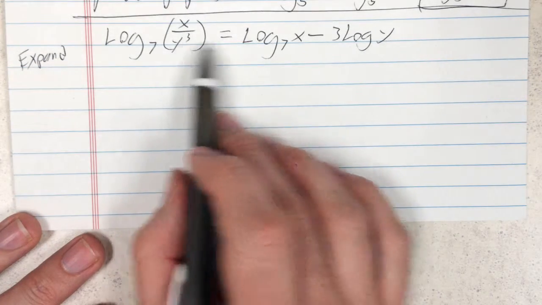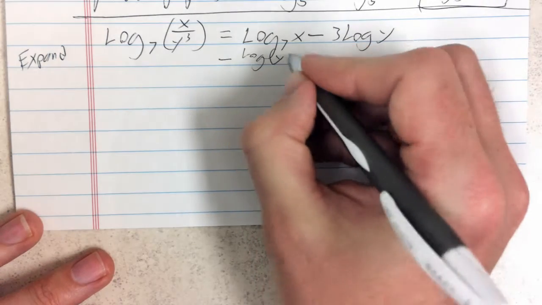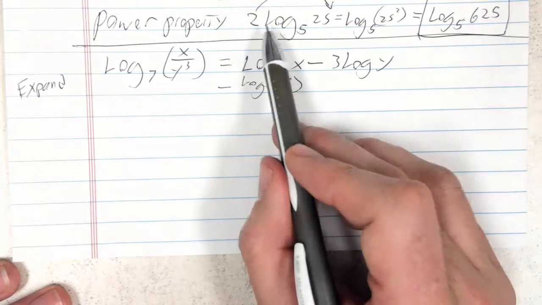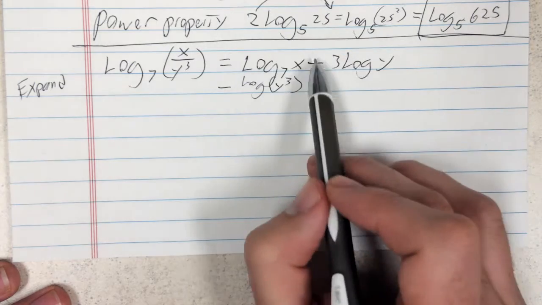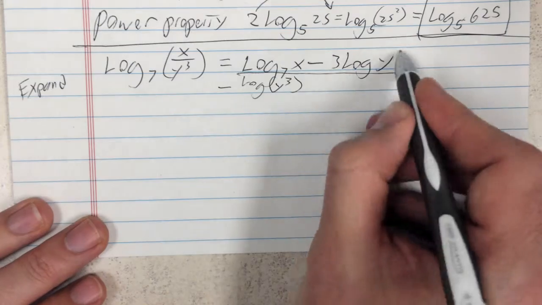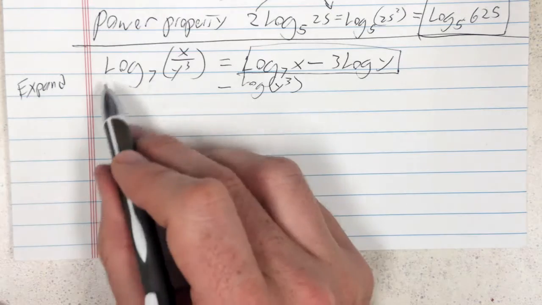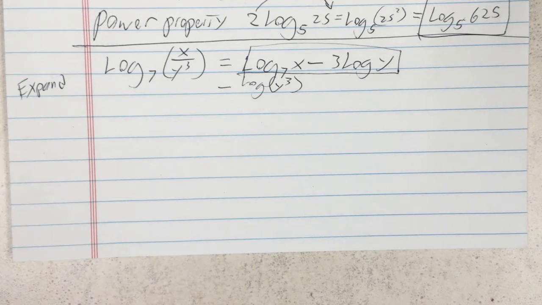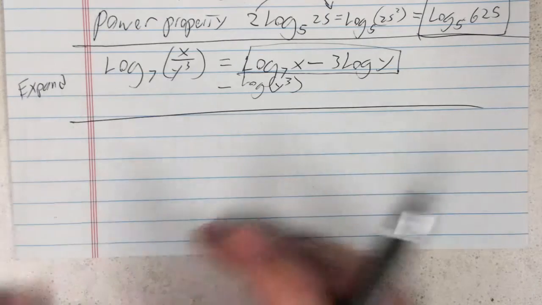All right, now this 3 we could have written as minus log y to the third. If you remember, just right above, if it's 25 squared, that's the same as 2. So this was y to the third, so that 3 comes to the front and becomes 3 log y. Okay, so here we've expanded this out. We took it from one log statement to multiple log statements. All right, so that's condensing and expanding.